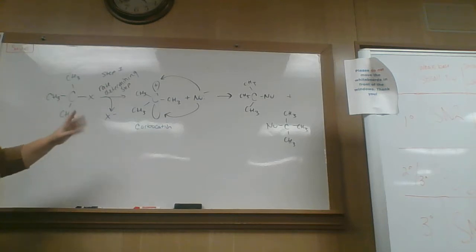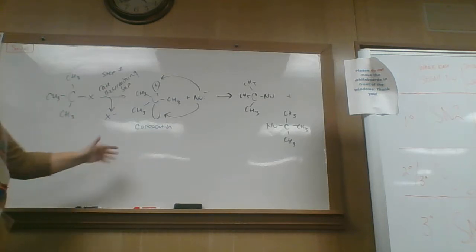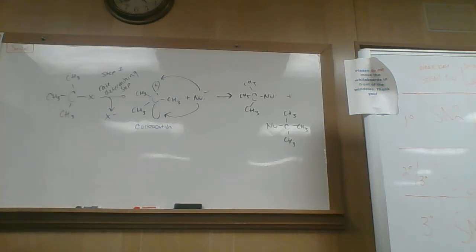If we have a good leaving group like iodine, this entire reaction will take place very quickly. If we have a poor leaving group like fluorine, the entire reaction will be slowed down. So the rate is only determined by the concentration of your alkyl halide. The concentration of the nucleophile has no influence on the reaction rate.